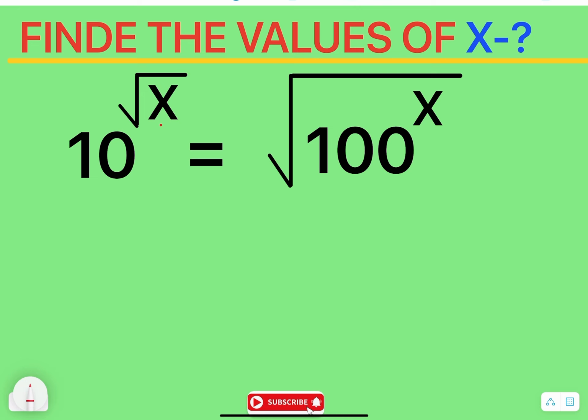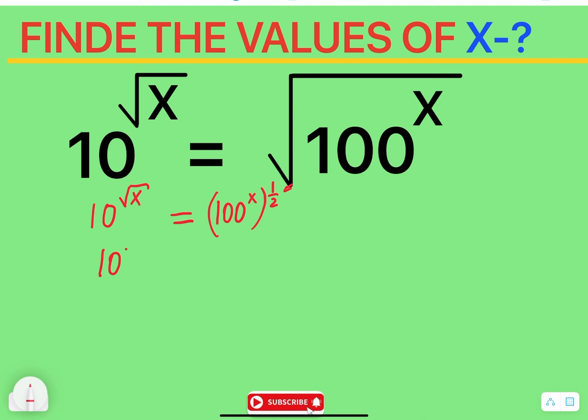Find the value of x in this exponential radical equation where we have 10 to the power of square root of x equals square root of 100 to the power of x. So we will leave the left side the same way, square root of x, and in the right side, instead of the radical sign, we can make the radical sign an exponent. This will be 100 to the power of x, and then another power of 1/2. 1/2 is the same thing as the radical.